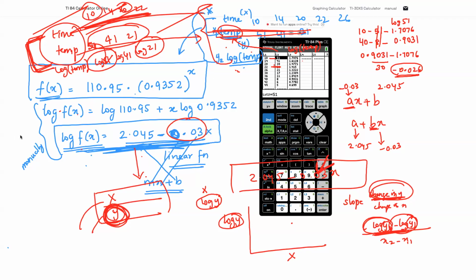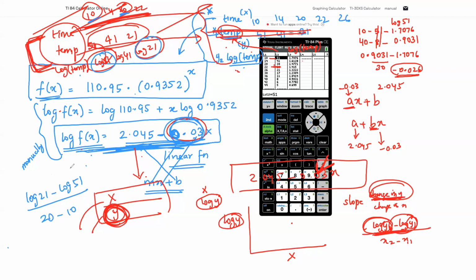What I'm saying is, for the log of the y values you're already taking log 21 minus log 51. That is your change in y. When it comes to change in x, you're still on the linear scale, so it is 20 minus 10. So it's just that? Yeah. Okay. Makes sense? That's what will yield you this.